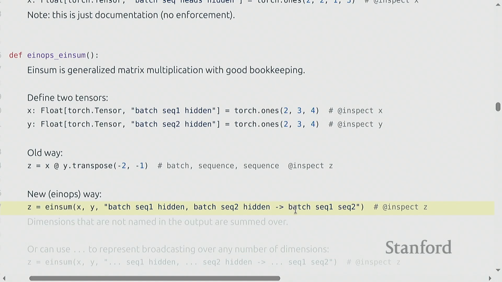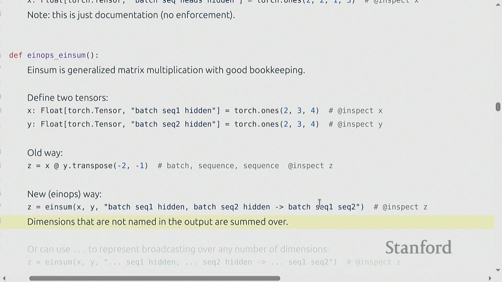Okay, so I write batch here because I just want to basically carry that over, and then I write seq1 and seq2. And notice that I don't write hidden, and any dimension that is not named in the output is just summed over. And any dimension that is named is sort of just iterated over. Okay? So once you get used to this, it is actually very, very helpful.